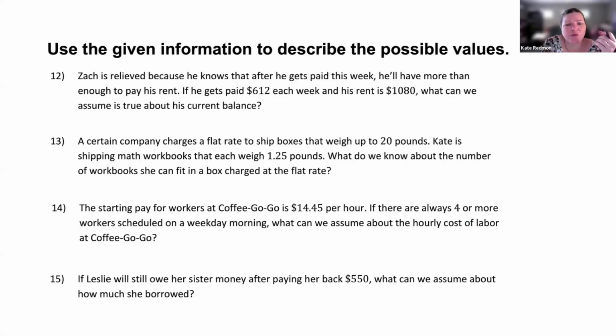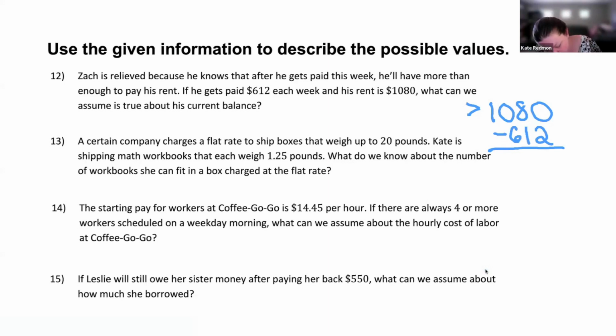So we know that at the end of the week, he's going to have at least, no, more than that. It says he'll have more than enough to pay his rent, right? So he's going to end up with more than 1,080. And you don't have to write it this way. This is just me being too lazy to spell more than. But that's after he gets paid. We don't know how much he has right now, but we can assume that there's at least a certain amount based on that 612, right? That 612 he hasn't been paid yet. Well, it's not in his account. So let's take it out of the 1,080. So 1,080 minus 612 gives us 468.